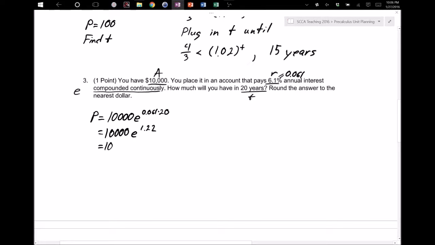And we get 10,000 times 3.387 38719. We want this to the nearest dollar, so I have 1, 2, 3, 4, 5 decimal places. So I have 33,871.9. I'm going to round that to 33,872 for the nearest dollar.